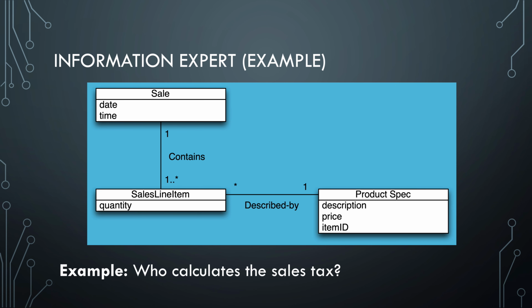Let's look at the information expert principle. Who calculates the sales tax in this example? The sale, the item in the sale, or the object specifying the product? By looking at the responsibilities, it makes sense that a product specification contains the price of the product. A sales line item records the price of selling this item, and the sale should compute the total and tax. This is a good starting point to create a class diagram to specify the operations each of these classes should support.